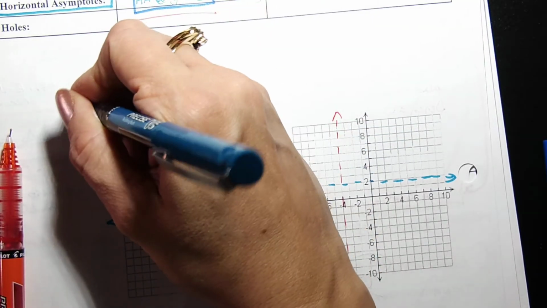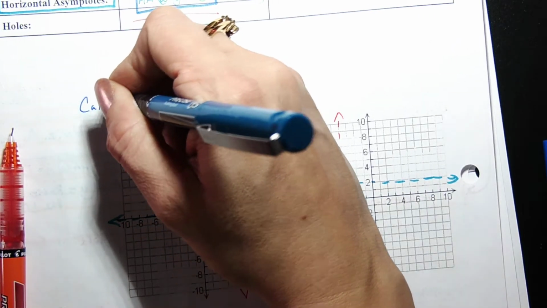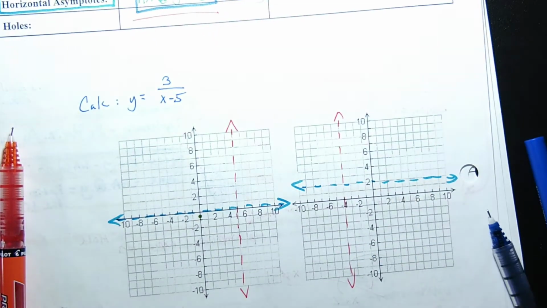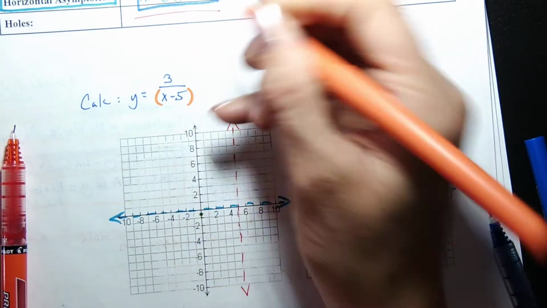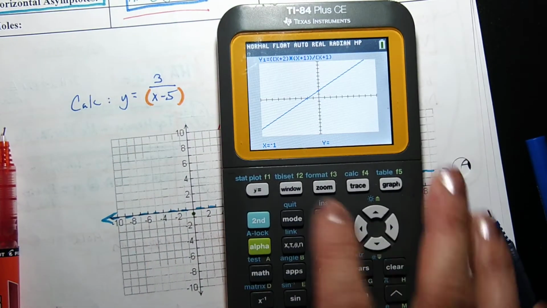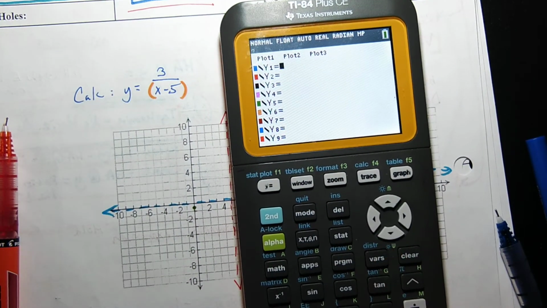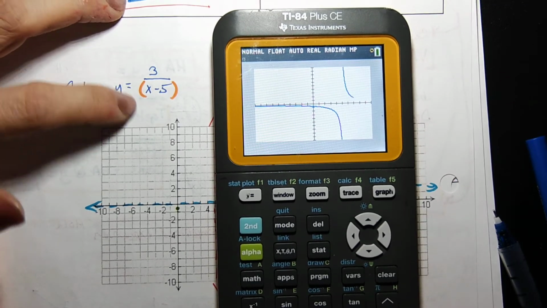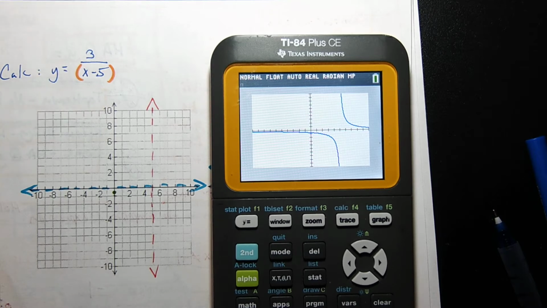Now when I type this in on my calculator, it's very, very important that you trap any binomials or trinomials in parentheses. So I want everybody to go ahead and try this now. Let's make sure we can get our graph working. So I'm going to clear out any junk that's in my y equals, and 3 divided by x minus 5, trapping that binomial in parentheses. And here we can see the swooshes of our graph.